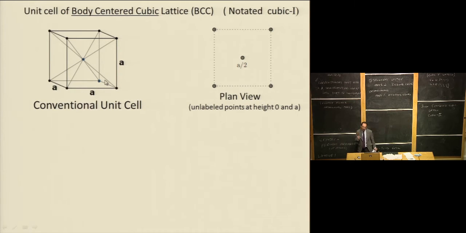Now, there's a convenient way to describe these three-dimensional structures, which is to use what's known as a plan view. A plan view comes from an architectural term where you look down on the thing from the top and you indicate the heights of all the things that you see. So if you're up in a helicopter looking down on this conventional unit cell, you would see 4 things in the corners and 1 in the center, and then you label the heights. This one is labeled with height a over 2, and unlabeled points are at height 0 and a. So the corners are at 0 and a, and the one here is at height a over 2.